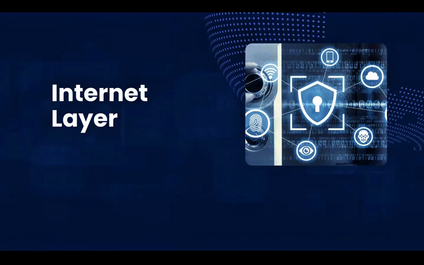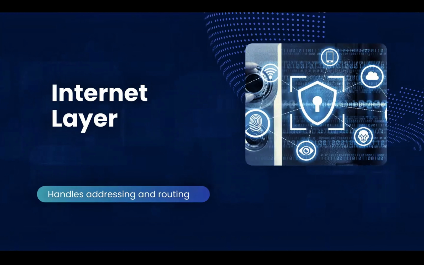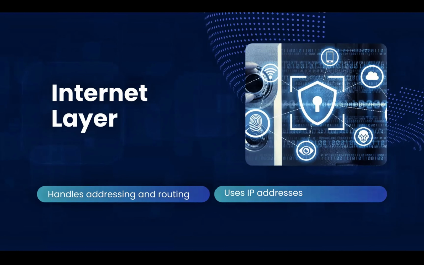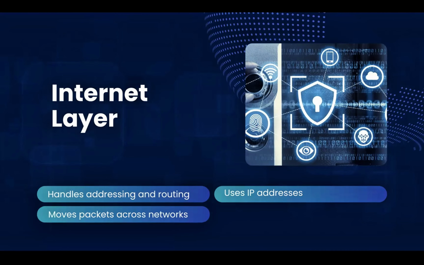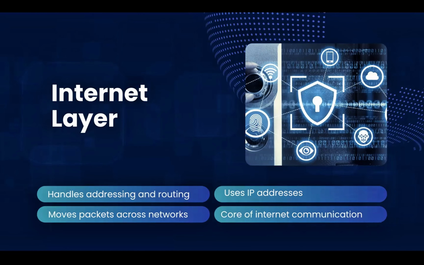Next, we'll consider the internet layer. The internet layer moves data across networks. It handles addressing and routing. It uses IP addresses. It forwards packets between networks, and it is central to internet communication.